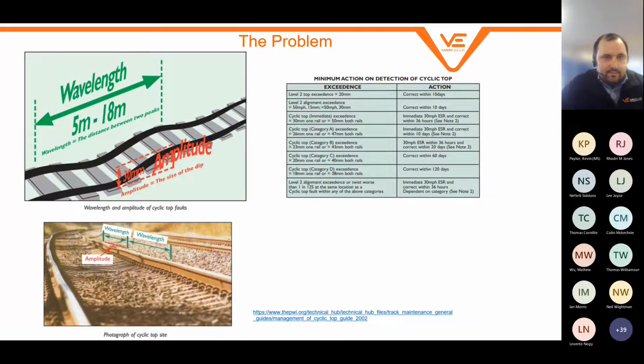One of the main and regular observations that you'll get from a trackbed site is something that we call cyclic top, that I'm sure you're all probably aware of. It's detailed within Network Rail standards as well. And that's effectively where we start to get a wave that propagates due to poor subgrade. And in some cases, it can actually be serious enough to result in a derailment.